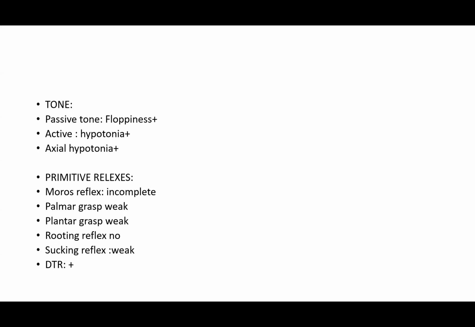In primitive reflexes, Moro reflex was incomplete. Palmar and plantar grasp was weak. There was no rooting reflex. Sucking reflex was also very weak. Deep tendon reflexes, knee jerk was present.